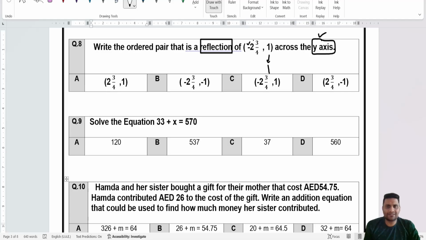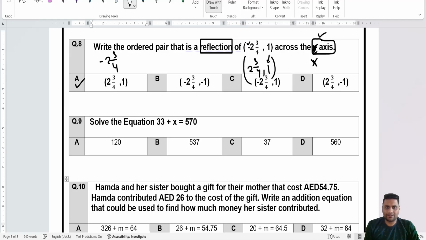Here the x is negative, correct? So you just make it positive. 2 is to 3 over 4. Finished. This is the answer. Okay, so where is it? Option number A. Same thing, if he says, let's say, not y-axis but x-axis, then the x will remain same, minus 2 is to 3 over 4.